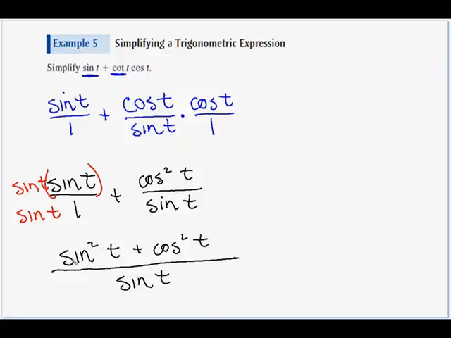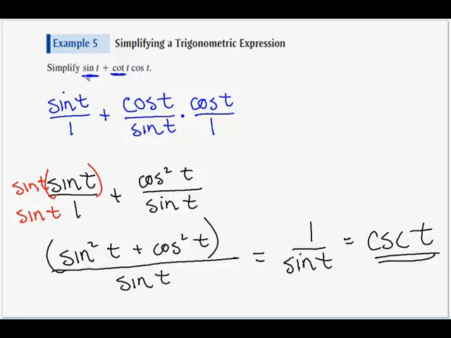Sine squared plus cosine squared, by the Pythagorean identities, is equal to 1. This numerator is substituted with a 1, and now we just have our denominator sine of t: 1 over sine of t. What's the reciprocal of sine? Well, that's cosecant. Cosecant of t. So look at that. We went from something as unruly as that down to a simple cosecant of t.